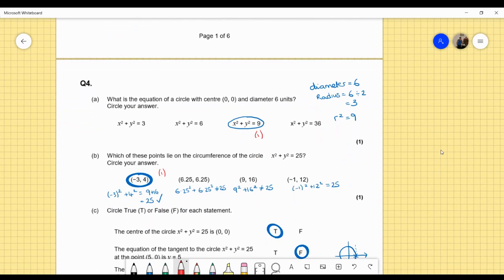We then have a look at question 4. So part A, what is the equation of a circle with a centre 0, 0 and a diameter of 6 units? Well, if the diameter is 6, we know the radius is half of that, which is 3, and the radius squared is then 9. So x squared plus y squared equals r squared, which is x squared plus y squared equals 9 for 1 mark on part A.